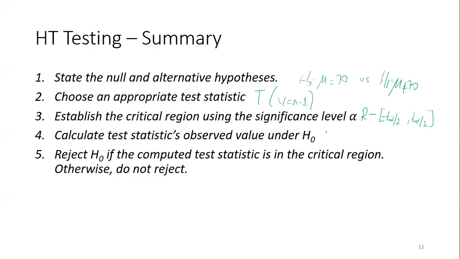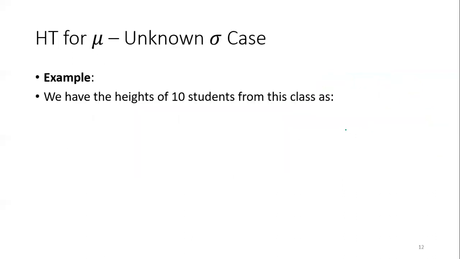Calculate your test statistic's observed value, which is T observed. T observed is equal to X bar observed minus mu, and this mu comes from H0, since you assume that H0 is true, divided by S divided by root n. Reject H0 if the computed test statistic is in the critical region. Otherwise, do not reject the hypothesis.